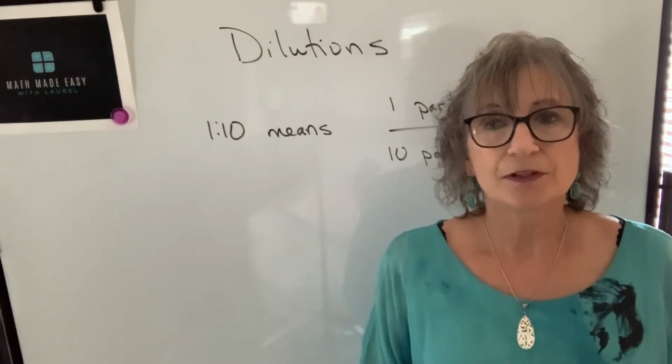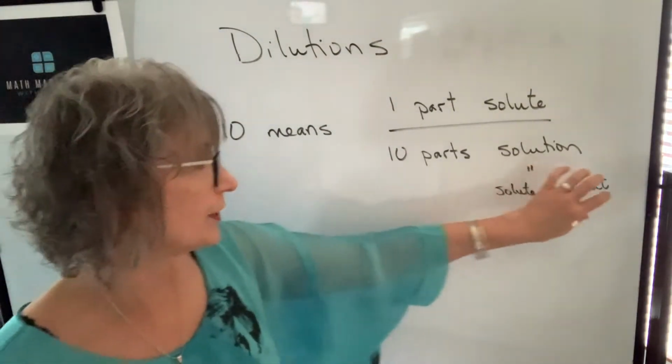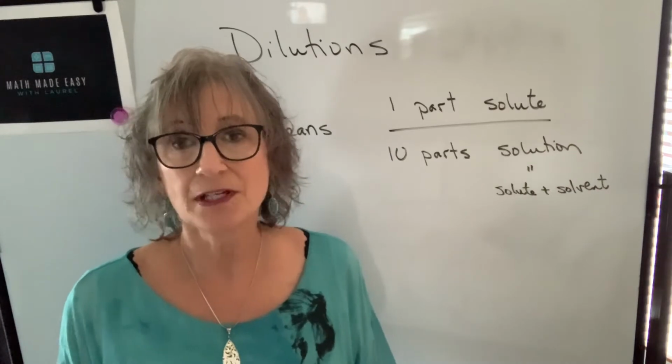Whatever you dilute it with, that's called the solvent. So the solution is equal to the amount of the solute plus the solvent or diluent. So it's the total.